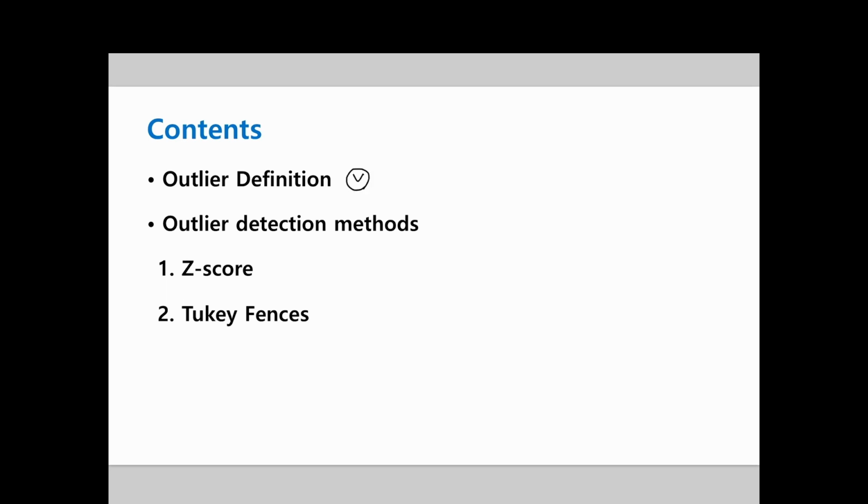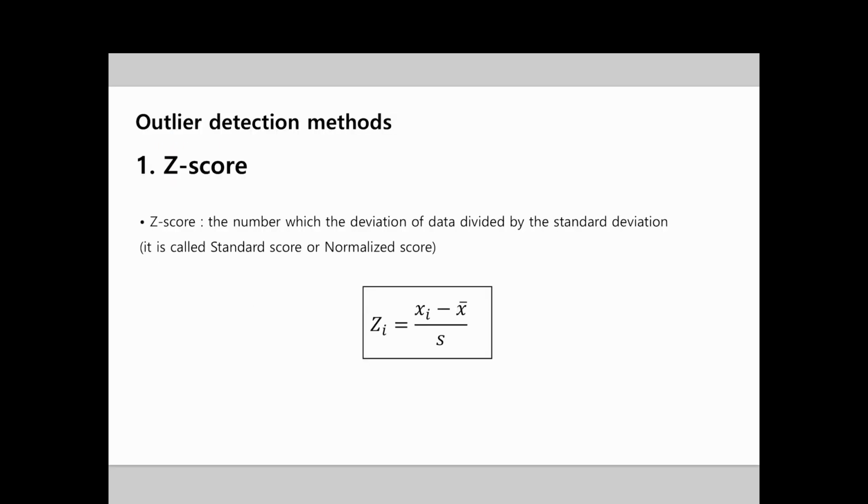And you know, there are many methods to detect outliers. In this class, I will introduce two methods, that is Z-score and Tukey's fences, that are easy to understand and frequently used. The first outlier detecting method is to use the Z-score. Okay?